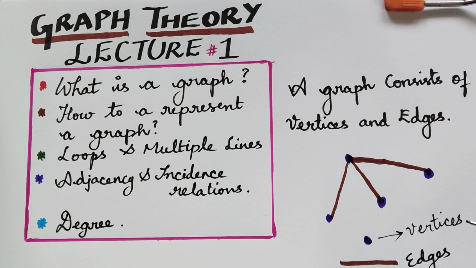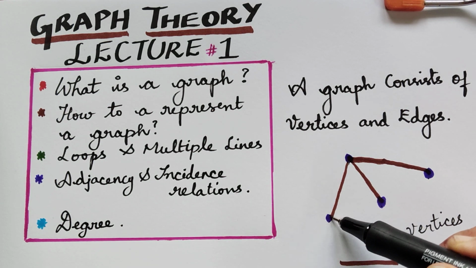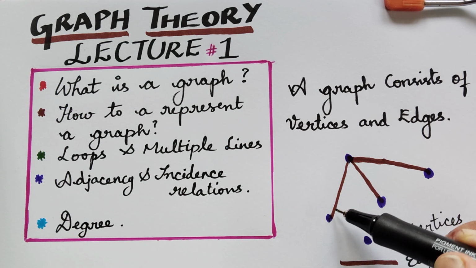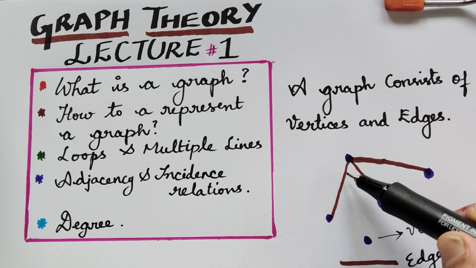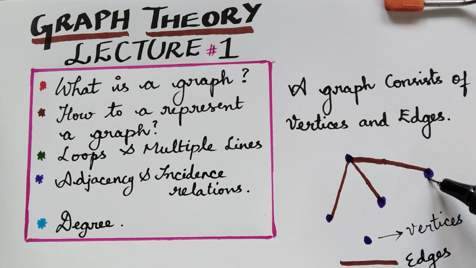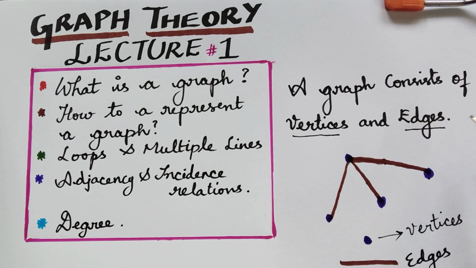Vertices can also be called points or nodes, and the edges can also be called lines, arcs, or links because they link two vertices. There is a link between these two vertices, and that link is represented by joining those two vertices with the help of an edge. So these are the edges and these are the vertices. This is a very simple example of a graph. A graph consists of vertices and edges.